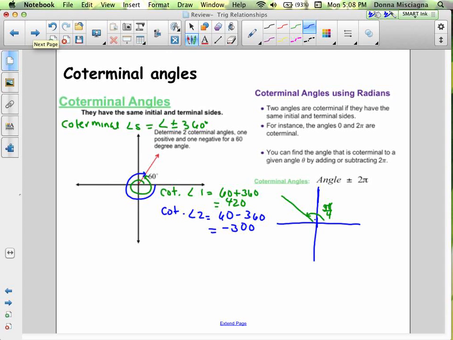So if I go 60 degrees in the positive direction, or negative 300 degrees in the negative direction, I still go to the same spot. I've still turned, the terminal side of the angle is still going to be in the same location. Let's do another one here. Let's do an angle that is, I'll put it in this quadrant here. That one's 225 degrees.